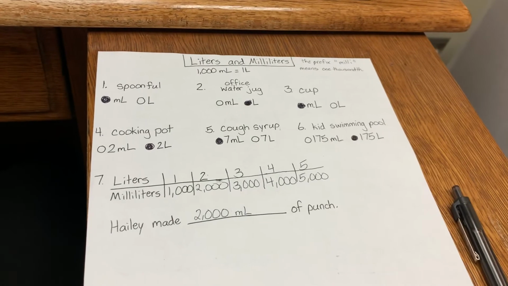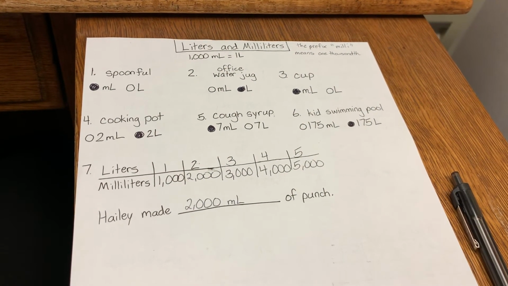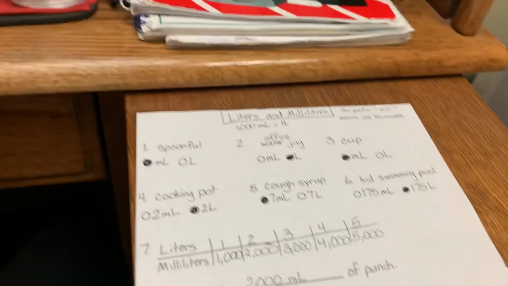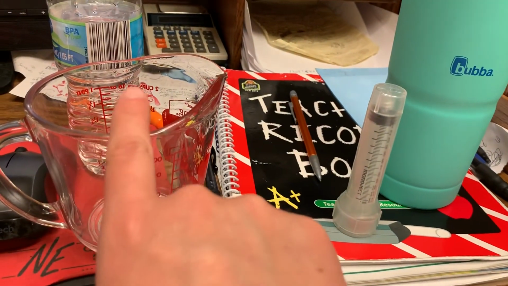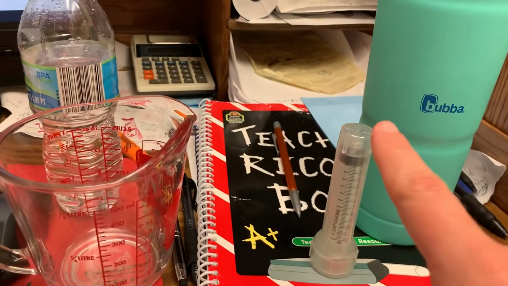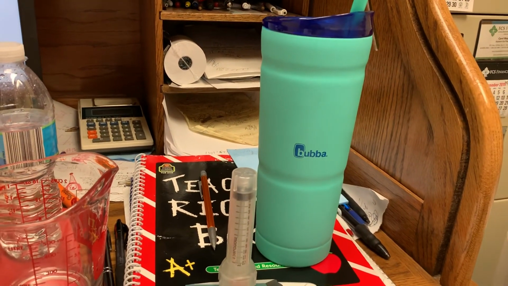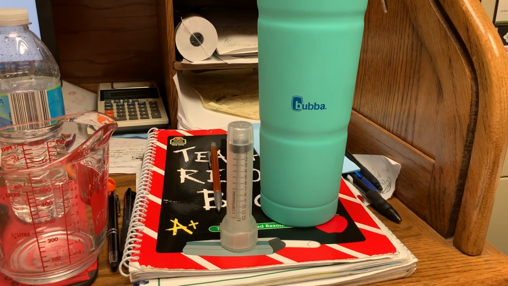Okay? So that is liters and milliliters used to measure liquids, and the capacity, or how much could fill up one of these things that hold liquids, like a measuring cup, a water bottle, a syringe, or a regular water bottle.